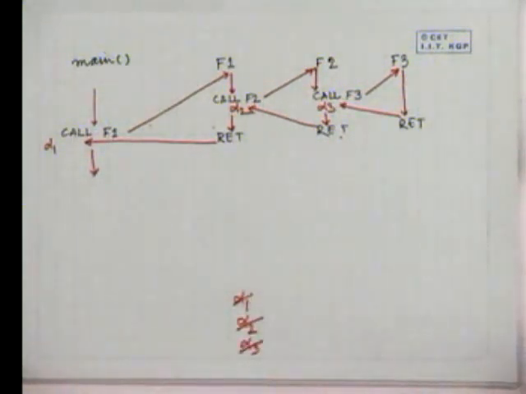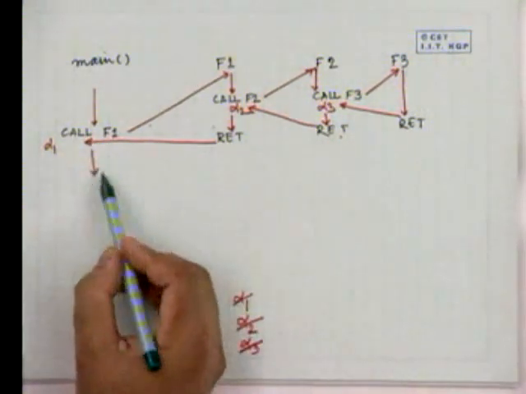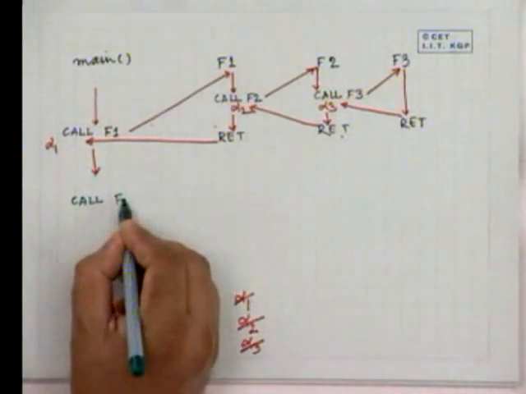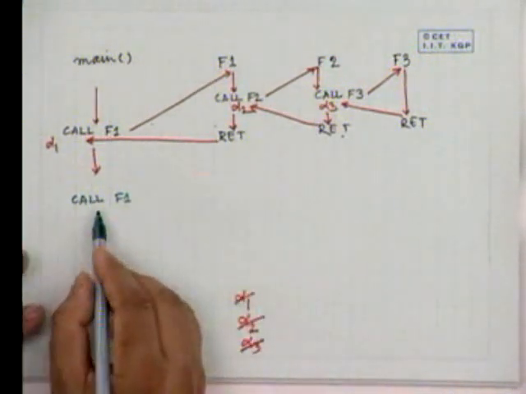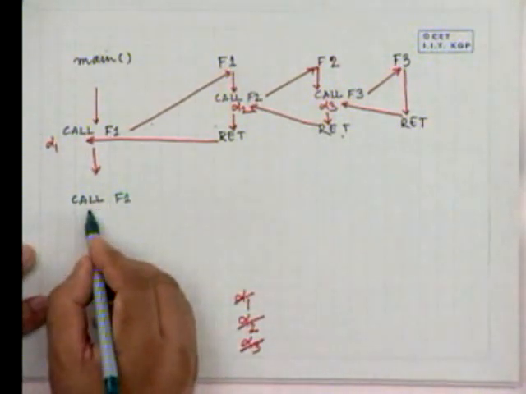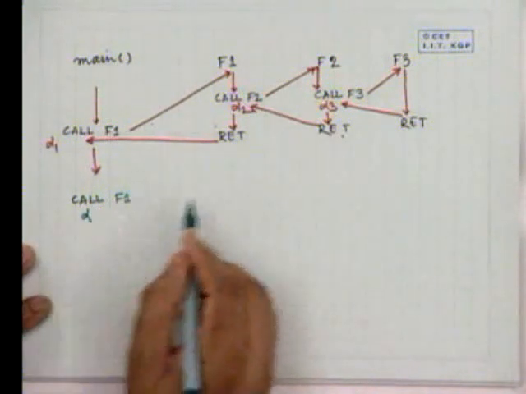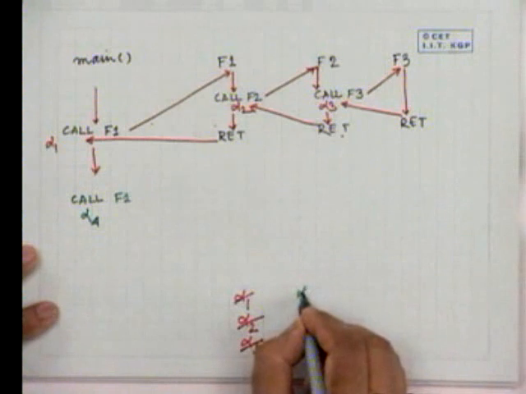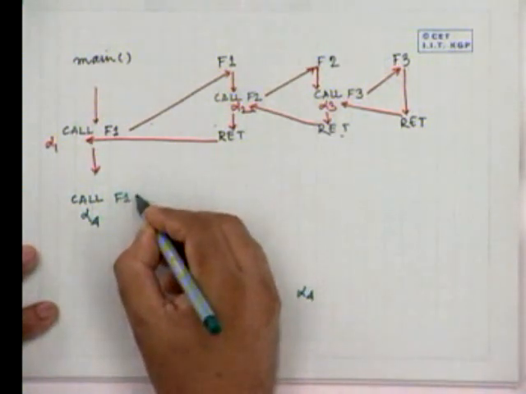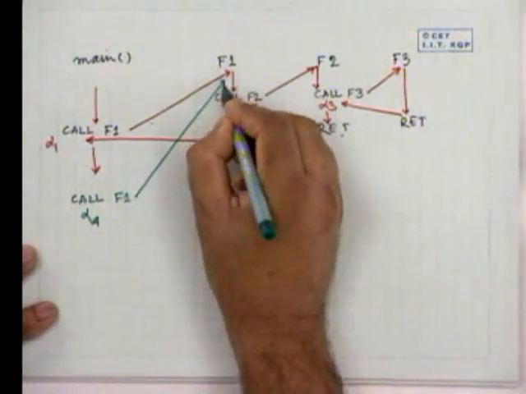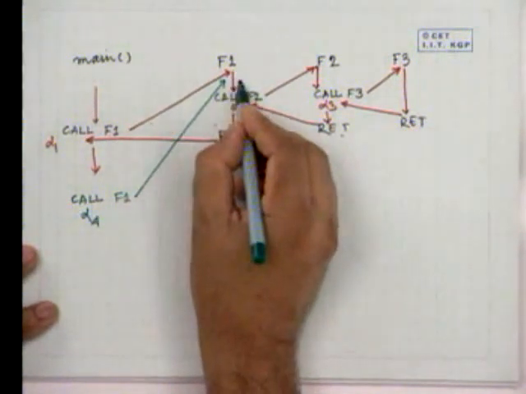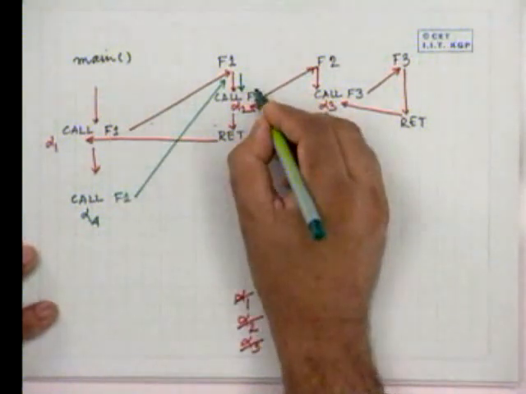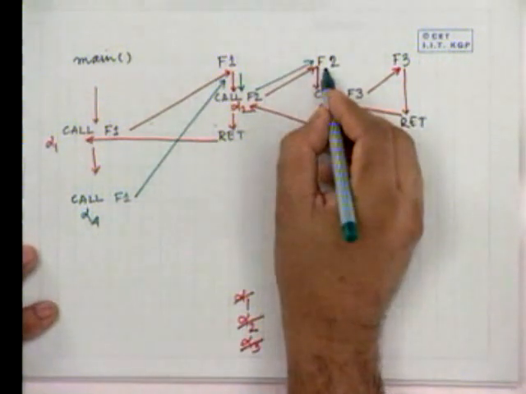Now let's see what happens when the same function is called once more, say as F1. Here the return address, say, is alpha 4, then alpha 4 will be stacked here when this call takes place, and the control goes here. Then it comes to this, alpha 2 will be stacked, goes here.